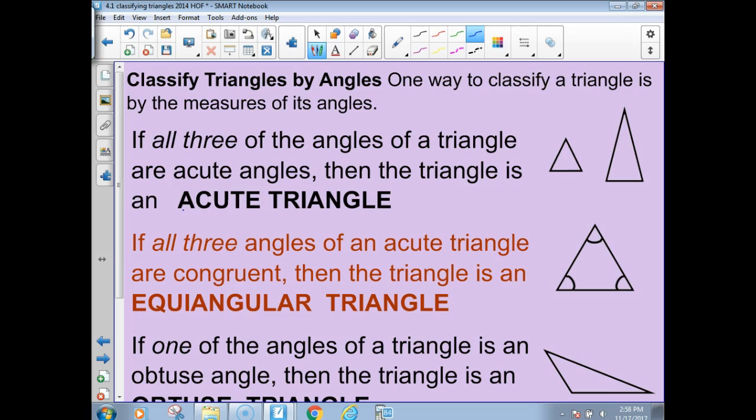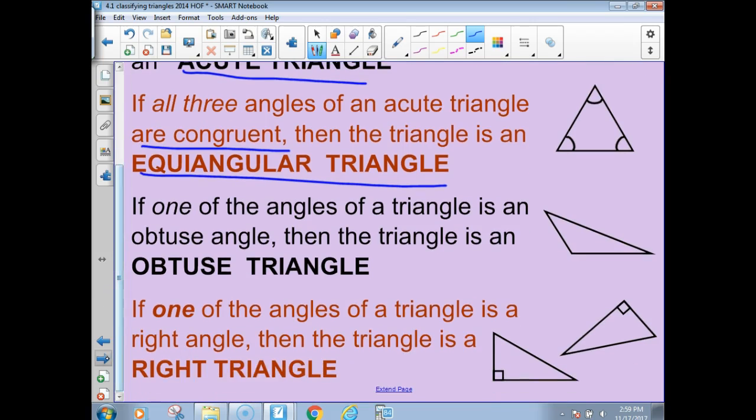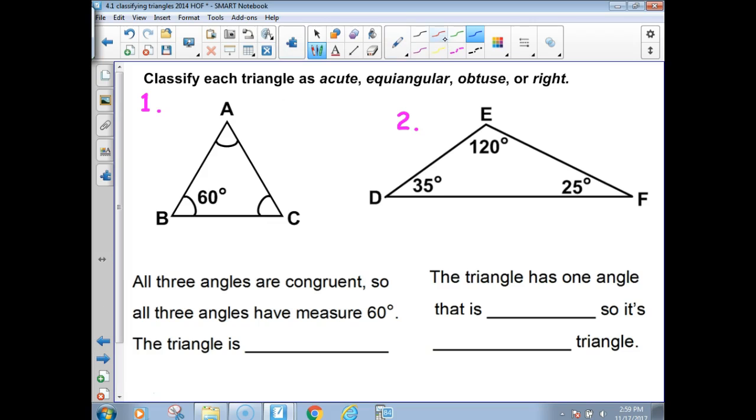If all three angles are acute, then it's an acute triangle. If all three angles of an acute triangle are congruent, then it's equiangular. If one of the angles is obtuse, then it's an obtuse triangle. And if one of the angles is right, it's a right triangle. So this is what's on your paper. Classify each triangle as acute, equiangular, obtuse, or right. All angles are the same, so this is equiangular. The triangle has one angle that is obtuse, so it's an obtuse triangle.